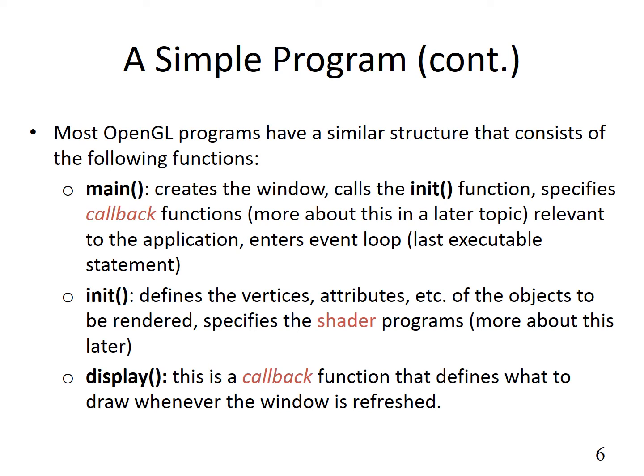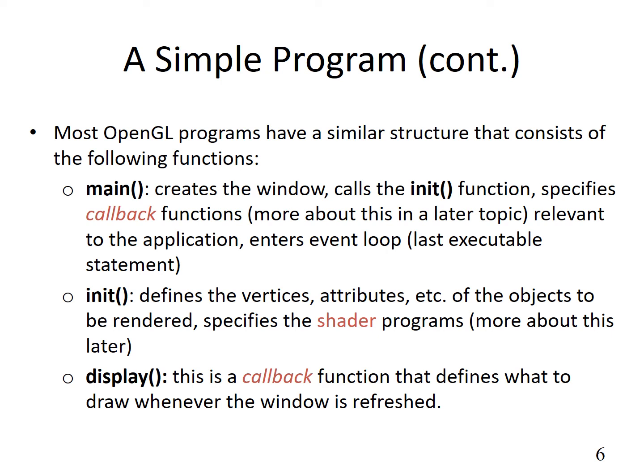Most OpenGL programs have a similar structure that consists of the following functions. The main function creates the window, calls the init function, which is the initialization function, specifies callback functions relevant to the application, and enters an event loop, which is the last executable statement. The init function defines the vertices, attributes, etc. of the objects to be rendered.